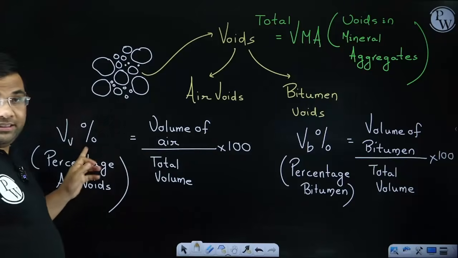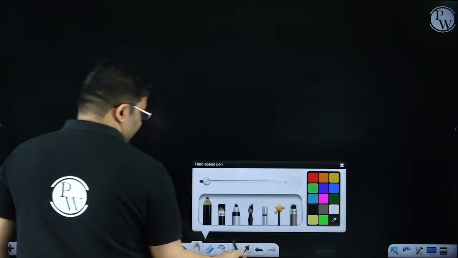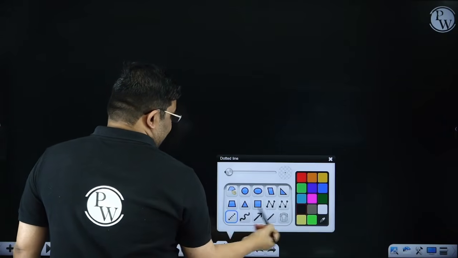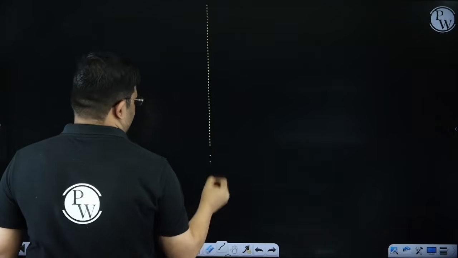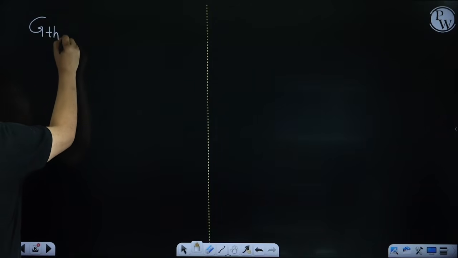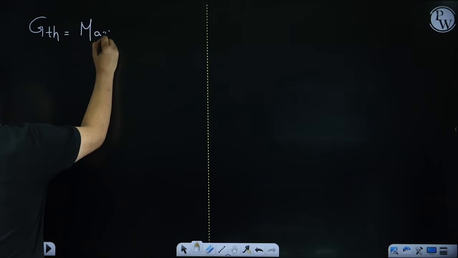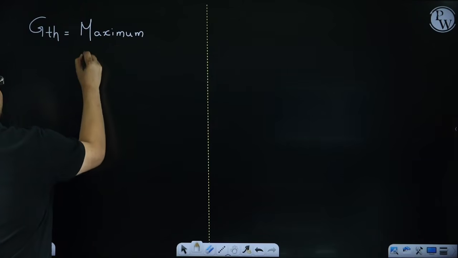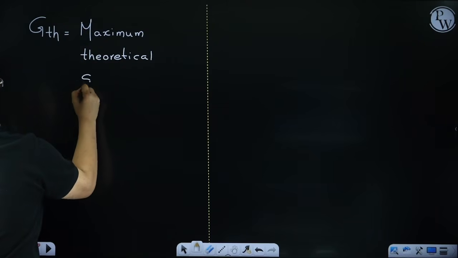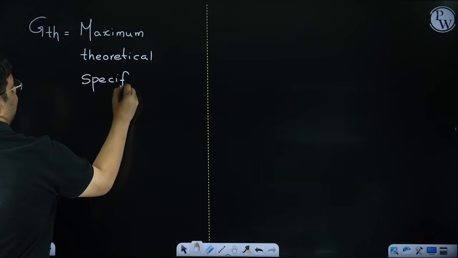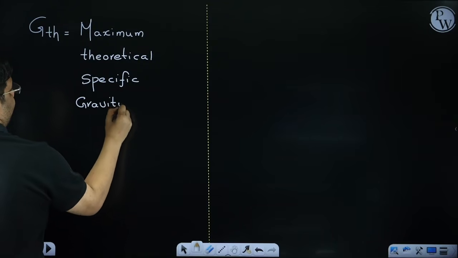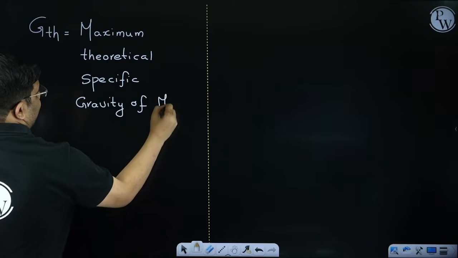Now how do we calculate this percentage air voids? For that we see two specific gravities first. So what are the two specific gravities? The first one is the theoretical specific gravity, also known as the maximum theoretical specific gravity of the mix. Of the mix means bituminous mix.